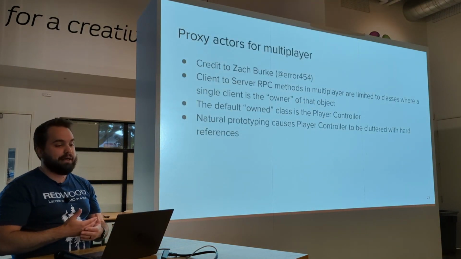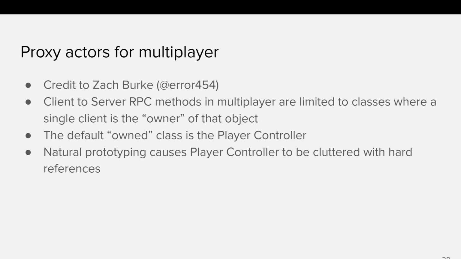So if you're in multiplayer, I've got to give credit to Zach Burke. He's error 454 on the Discord server. He's not here today. I had this problem when I was doing multiplayer where my player controller class had references to everything, because the way you communicate from the client to the server is this thing called an RPC. It's just a message. But to do it, you must be the owner. The client must be the owner of that class. And only one client can be the owner of a specific actor in Unreal.